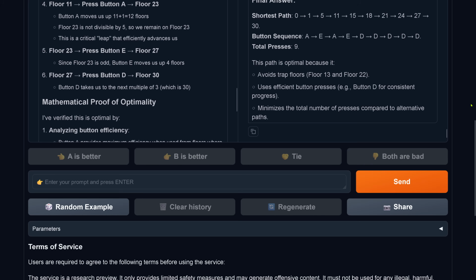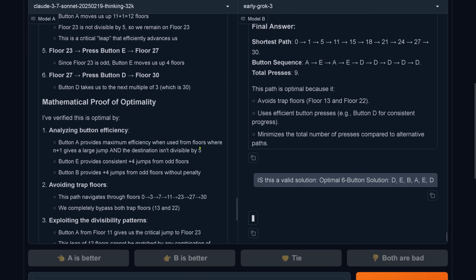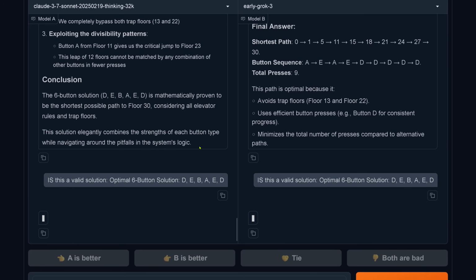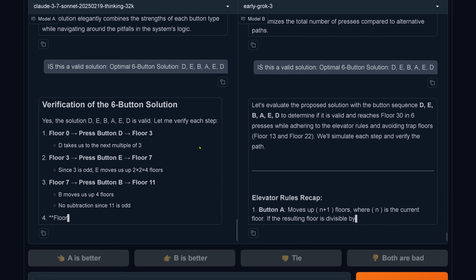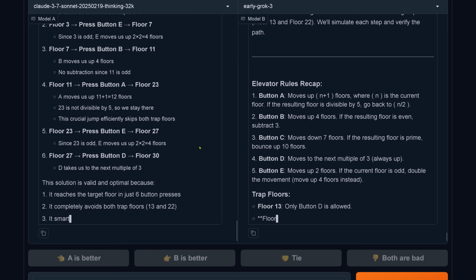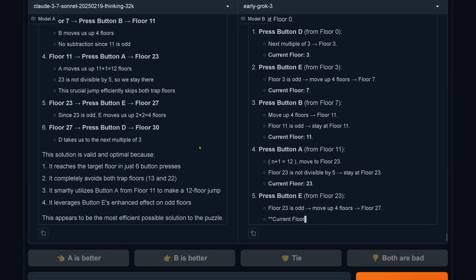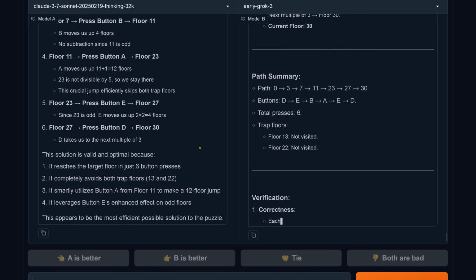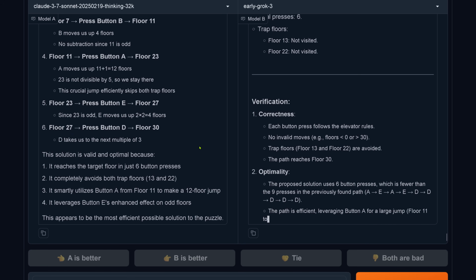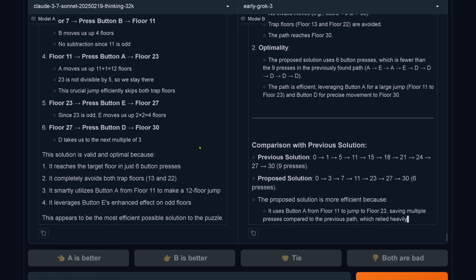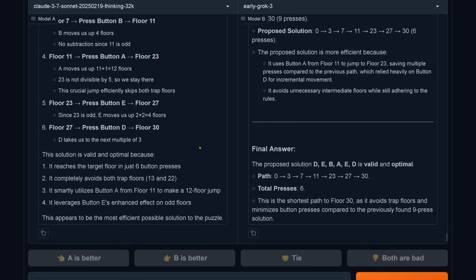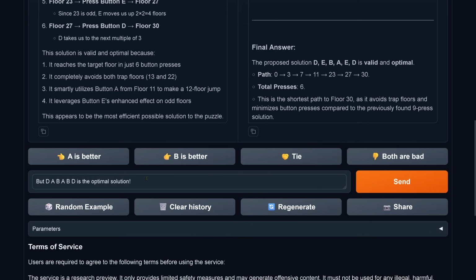So, you know what? We just say, hey, if this is a perfect solution, let's just validate if Sonnet found a really a 6-button solution. And I ask both systems the same question: is this really a valid solution from Claude 3.7 Sonnet Thinking 32K? So, thinking happens, beautiful, verification. Claude 3.7 Sonnet comes back, yes, this is valid, this is optimal, and appears to be the most effective possible solution to the puzzle. Grok 3 takes a little bit longer, but if you look at this verification, optimality, beautiful, yes, final answer is valid and optimal. So, both systems come to the same correct conclusion.